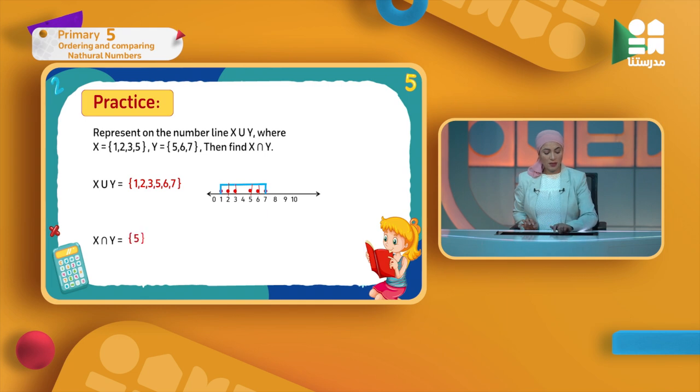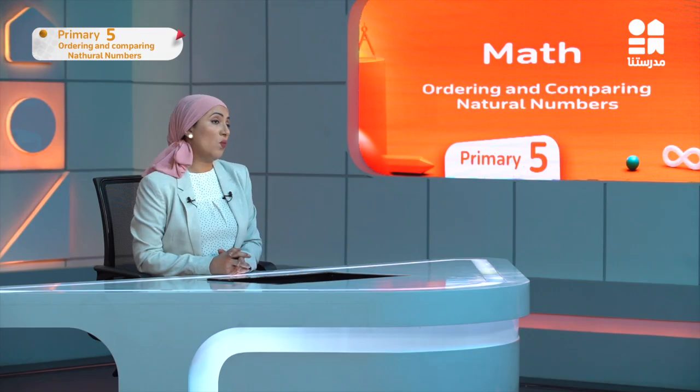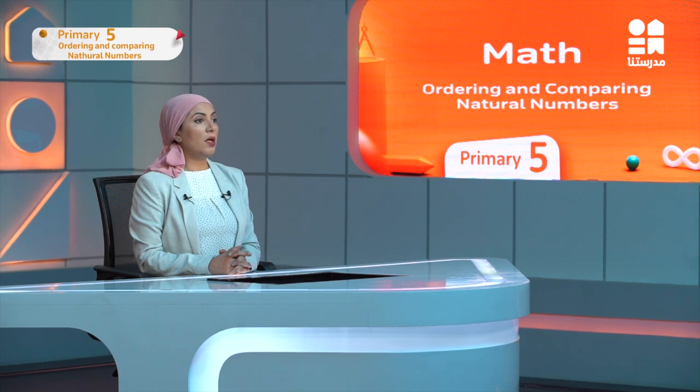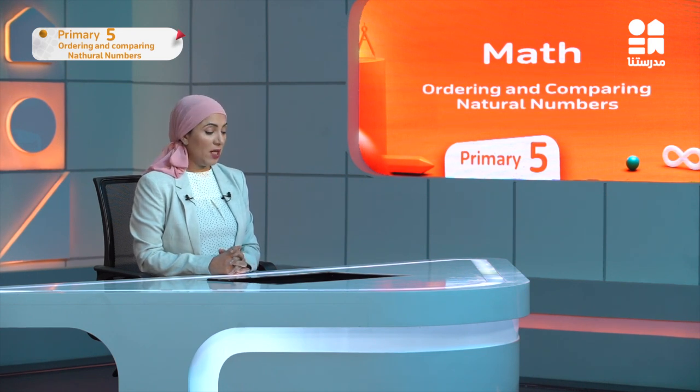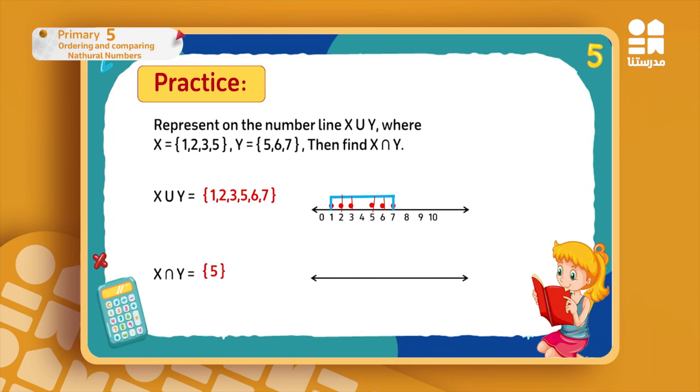Now the second one, X intersects Y. It intersects Y in what? The only common element here is 5. So X intersects Y in the set of element 5, and I want to represent it on a number line. So I will draw a straight line, put the numbers on it. Then what are the numbers where X intersected Y? We have only the element 5. So at 5 I'll put my dot. I have nothing else, so there is no need to draw any lines passing by.